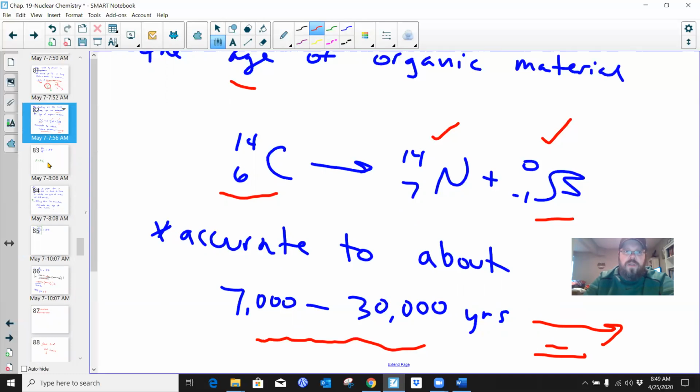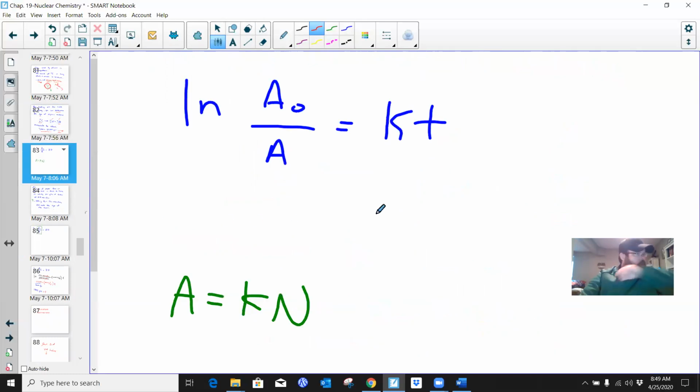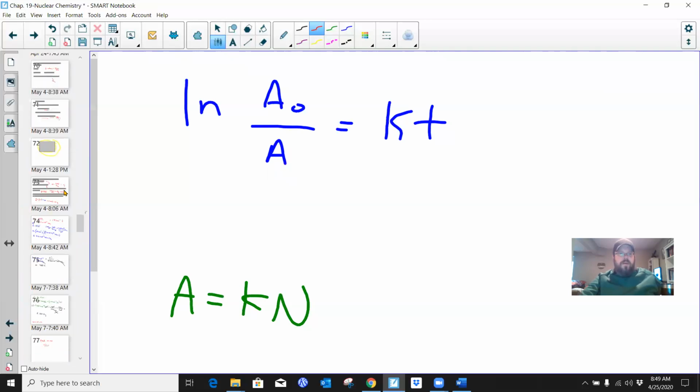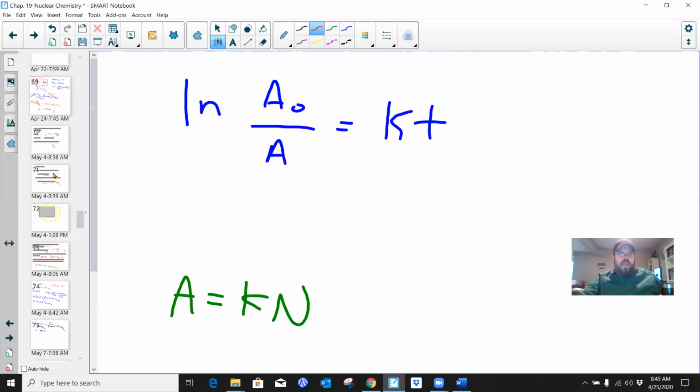So we're going to look at an example where, I think we introduced this a little bit yesterday, this idea of activity.